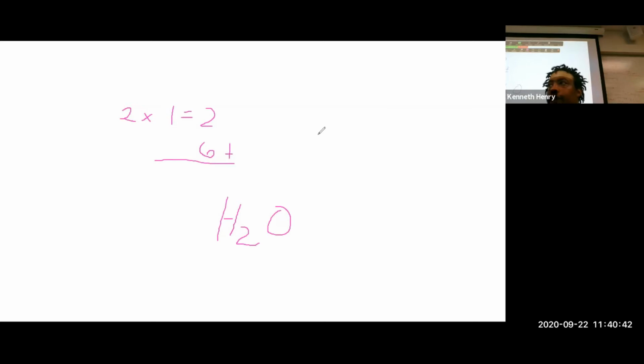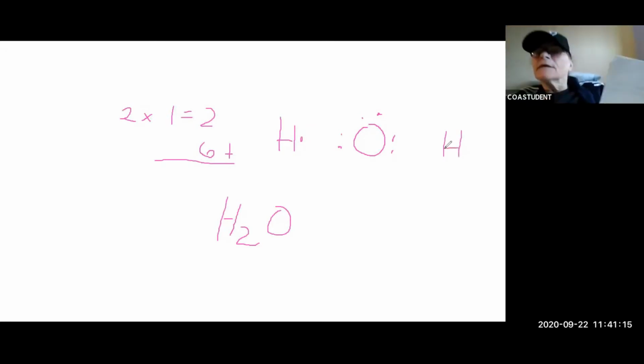Okay, so we need to set this up so that everyone can reach its octet. The way I normally would do this, I put the number of valence electrons around that atom. Same thing with the hydrogen. I can hardly see that. I need to make it bigger.